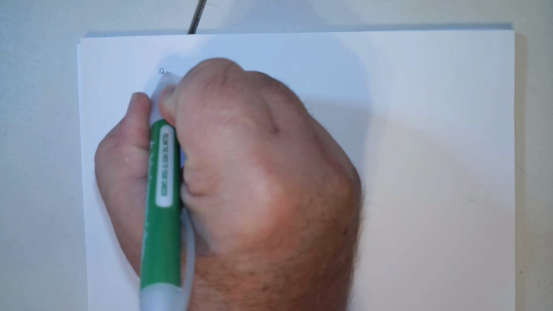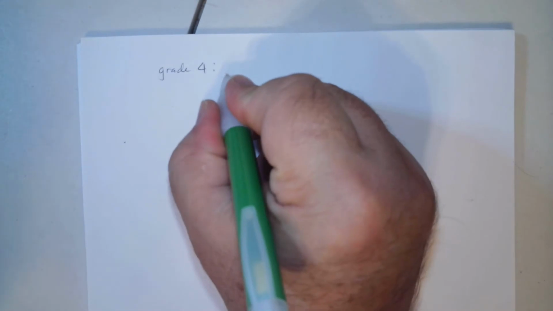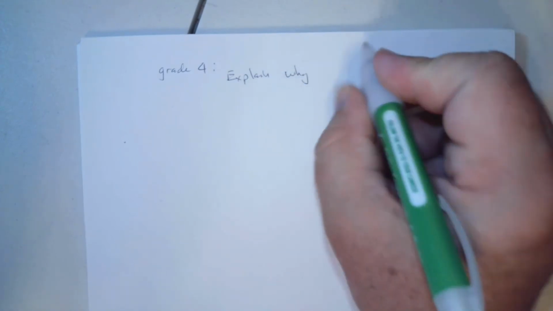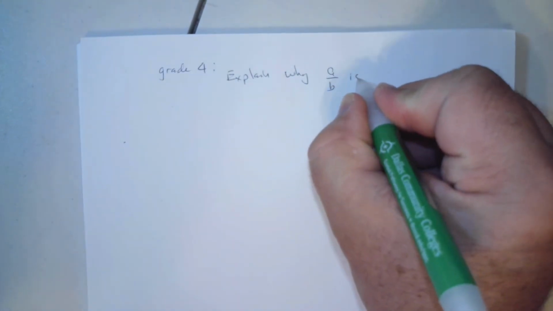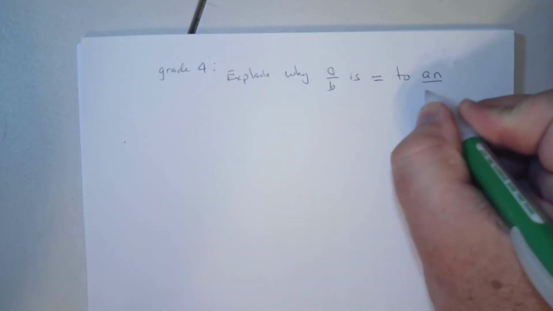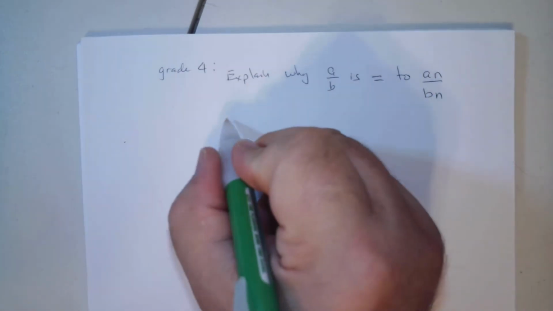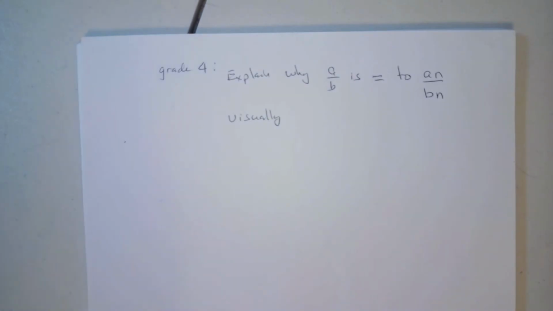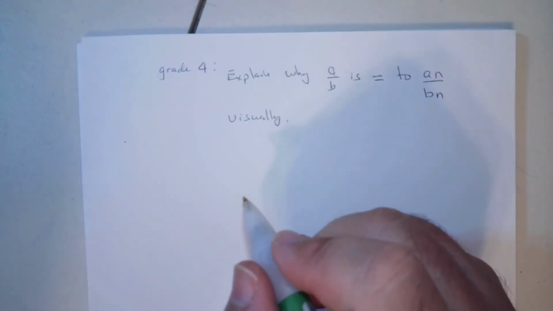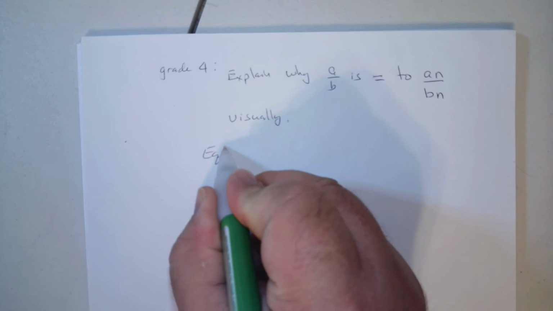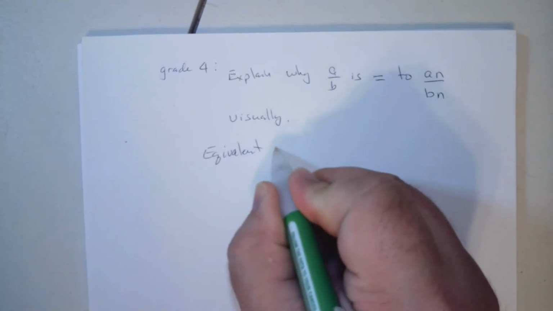Actually, another one: by grade 4, the student should be able to explain why A over B is equal to A times N over B times N visually. Alright, so to explain that, we have to talk about equivalent fractions.